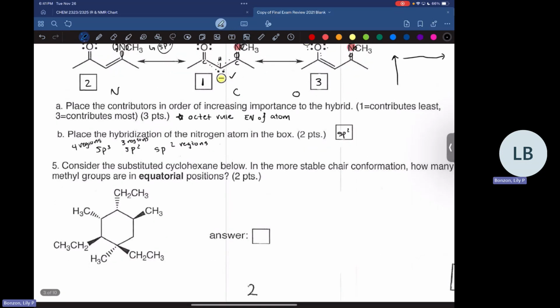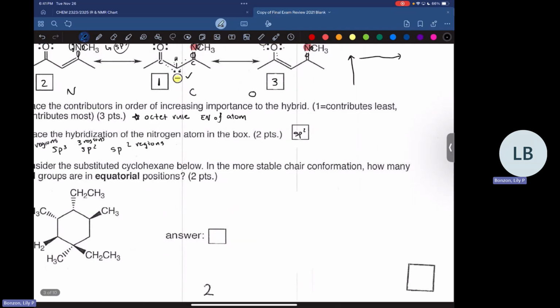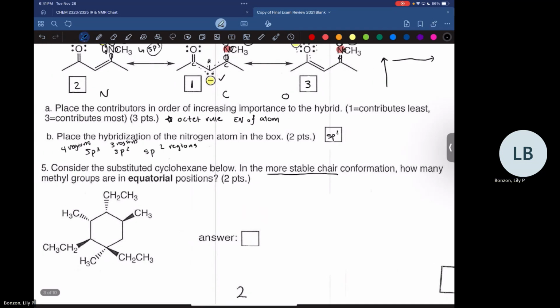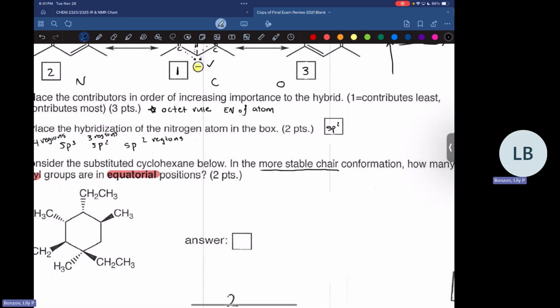So for this last question on this page, we're asked to look at this cyclohexane. We're asked to find the more stable chair conformation and find the methyl groups that are in an equatorial position. So whenever we want a more stable chair, we are going to draw the biggest group in an equatorial position.